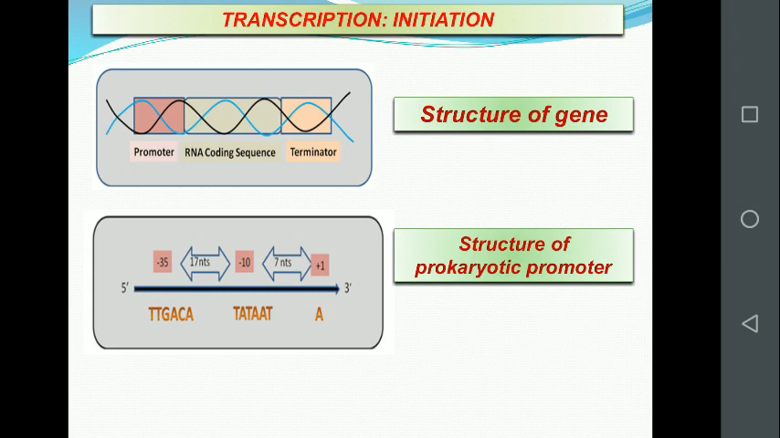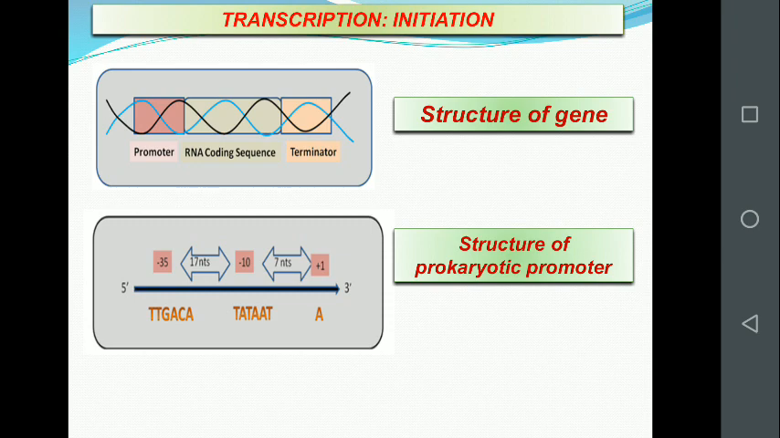So for that, it requires a terminator sequence. At the beginning we have the promoter, and at the end we have the terminator sequence, and in the middle of these two sequences the original RNA coding sequence is there. This is the structure of a gene.